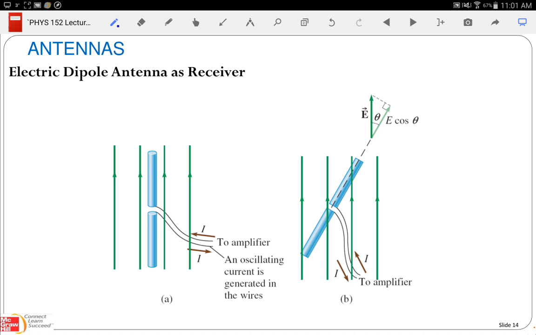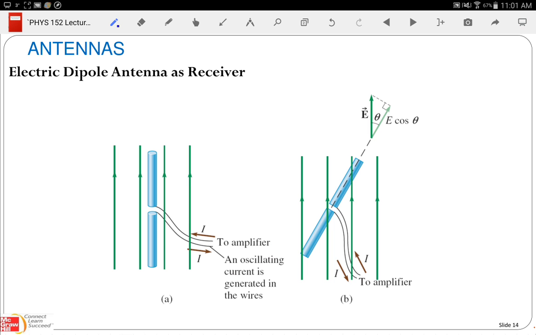You have an electric field. An electric field is going to cause electrons to be accelerated. So if you have your antenna parallel to the electric field, you'll have the biggest acceleration of the charges and develop the biggest current in the antenna. And then that current in the antenna, you have a wire connected to it, and that's your signal that you're picking up.